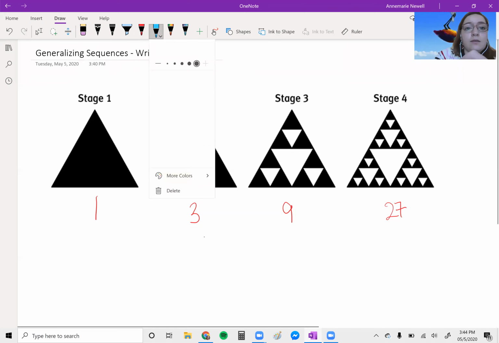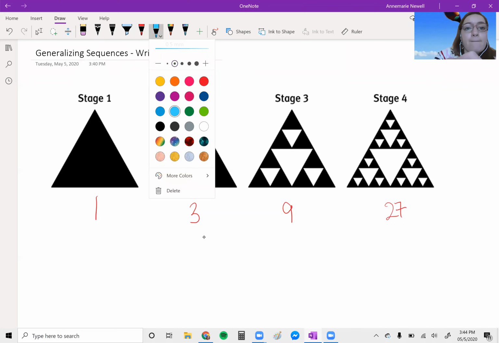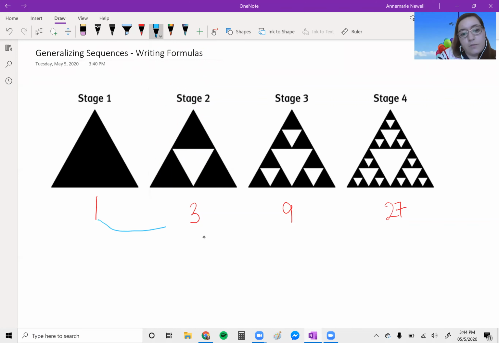Well, from 1 to 3, yeah, you can add 2. That's true. From 3 to 9, you could add 6. That's true. The only thing is, those aren't the same numbers, so that's not arithmetic. So maybe we're not necessarily adding the same thing. We're actually multiplying by 3. From 9 to 27, we multiply by 3.